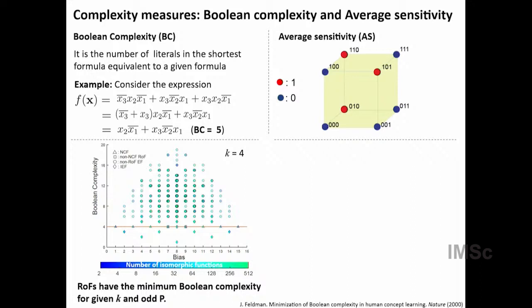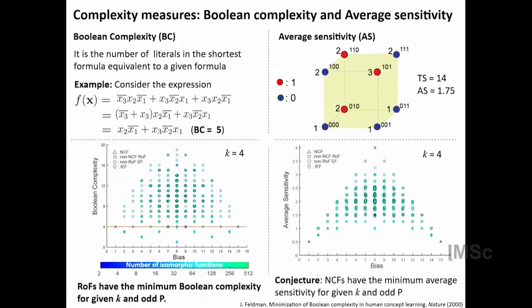Sensitivity is defined at any vertex of the hypercube, which is a row of the truth table. So the sensitivity of the vertex 0, 0, 0 is basically the number of neighbors which are different from itself. So 0, 0, 0 has only one neighbor which is different from it in terms of its output value. So the sensitivity of 0, 0, 0 is 1. Similarly, one can compute the sensitivity of all the other vertices, and you can get the total sensitivity and the average sensitivity, which is basically the average over the total number of vertices.